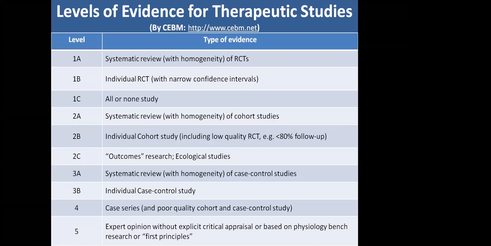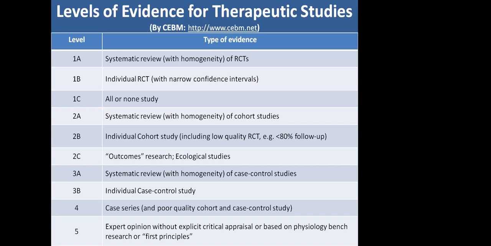On the second level comes the systematic review of cohort studies, the individual cohort and outcomes research. On the third level, systematic reviews and individual case-control studies. On these top three levels, these studies can be conducted by research organizations or research bodies, but are very difficult and not feasible for individuals. For individual clinicians, levels four and five are feasible, like case series and expert opinion, and case reports also come under this category.